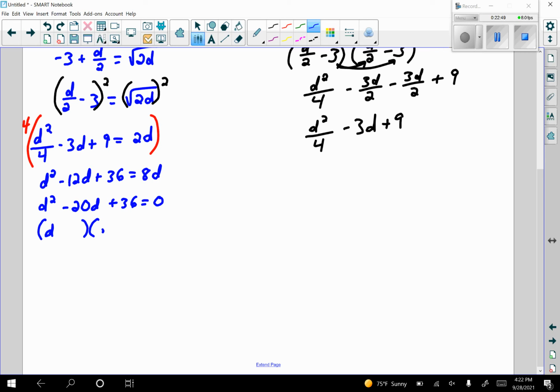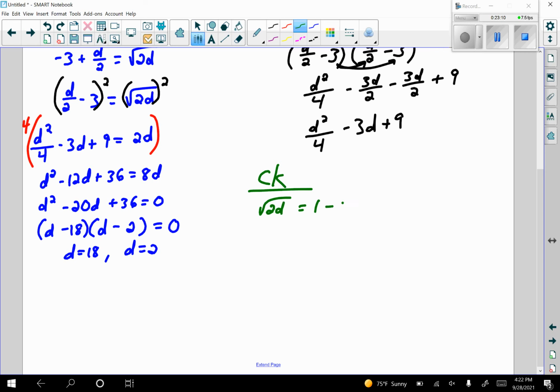We'll have d and d. 18 and 2. Our signs are the same and they're both minus. So d is going to equal 18 or d is going to equal 2. But it's still important to check. So if I go back up to the original equation, square root of 2d equals 1 minus radical d plus 7. So when d is 18, I'm going to get the square root of 36, 2 times 18, equals 1 minus 18 plus 7 is 25.